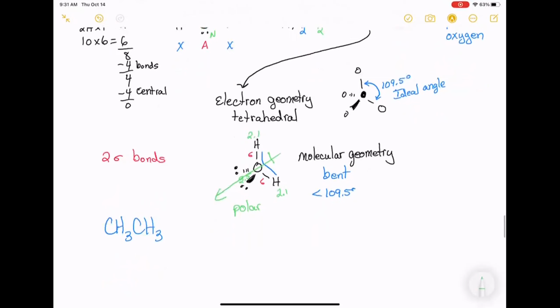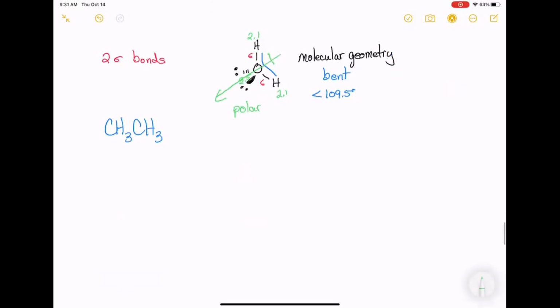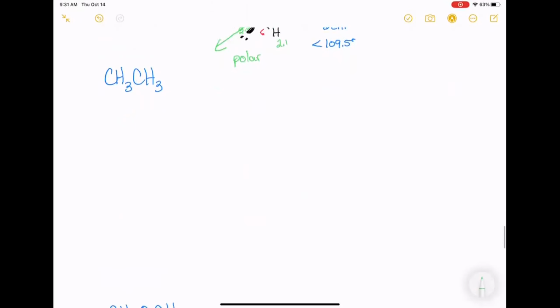Let's look at another example. Let's take the molecule CH3CH3. We have 2 carbons and 6 hydrogens. Carbon is 4, hydrogen 1. So we have 14 valence electrons.